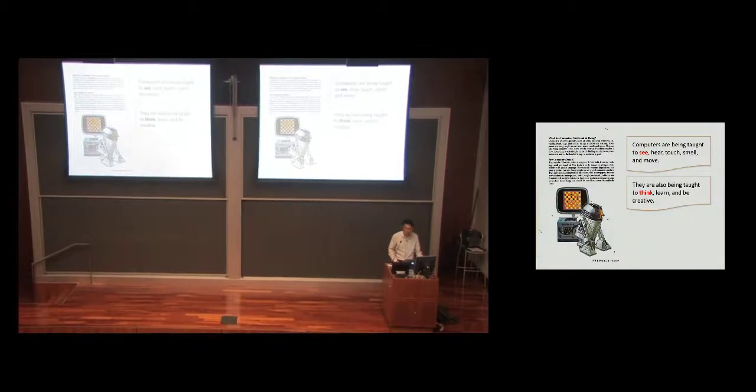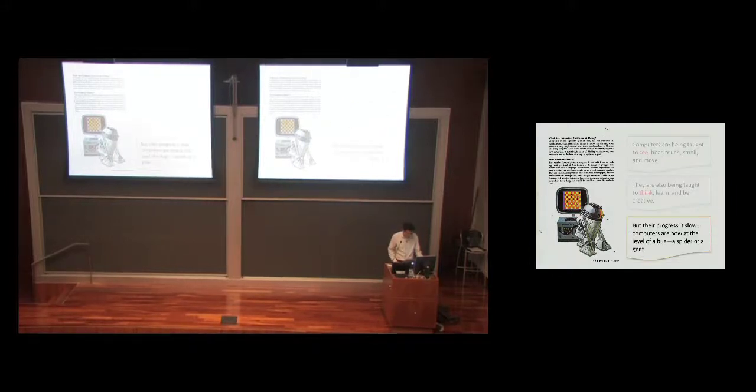Here you can see that it identifies two sets of things that we'd like a smart machine to do. One set of things is about the interface with the real world, like seeing. And the other set relates to what goes on internally to produce adaptive behavior. So that's why I am fascinated by seeing and thinking. The magazine goes on to say that although computers are being taught to do these things, they are not very good yet. In particular, they're at the level of a bug, a spider, or a gnat.